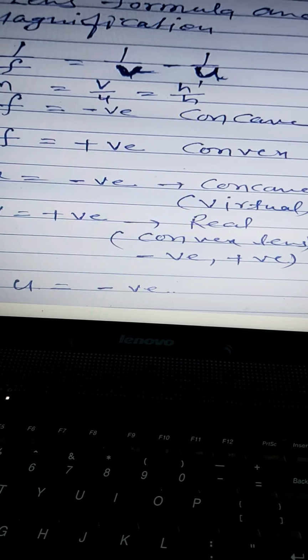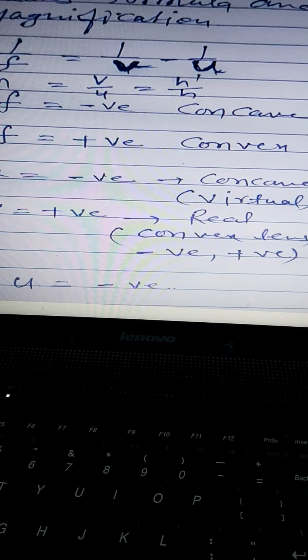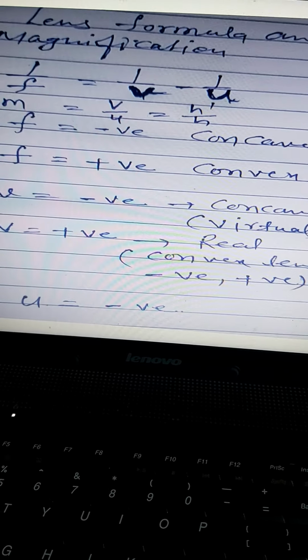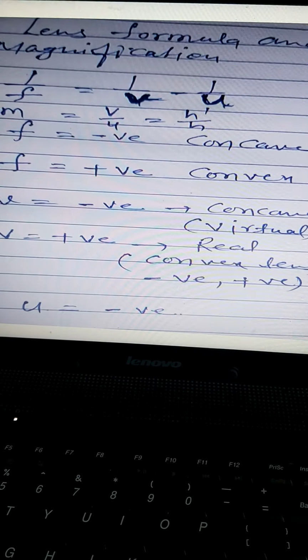There is one more thing which we get from this, that is nothing but the u. What is the u? Firstly we should know u is the object distance. Object distance is always negative no matter which lens you are taking.